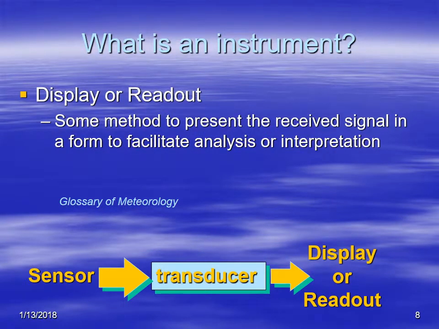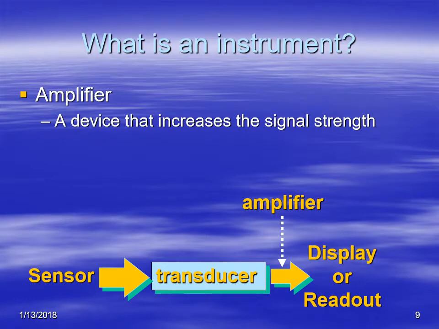Also, you need a display or some readout. In other words, some way to make the signal that's coming from this instrument readable. You should be able to analyze or interpret the information that's coming from the transducer. So you need some sort of display, whether it be a readout or perhaps a digital display. And then finally, sometimes an instrument needs an amplifier. A lot of times the sensor is picking up a really weak signal. So as a result, you need to boost the signal, whether it be at the sensor or at the transducer, so that it can be displayed.